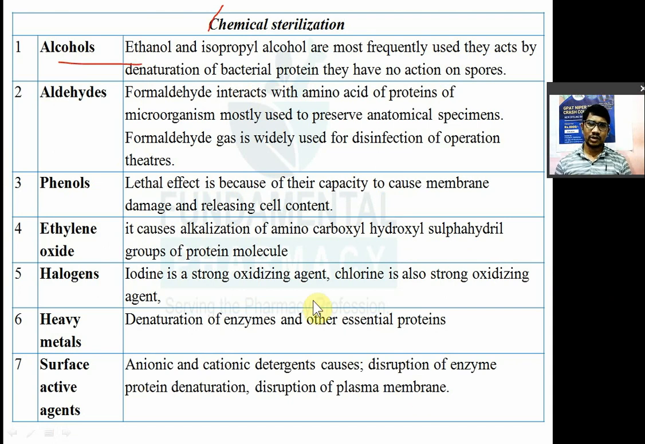They act by denaturating the bacterial protein and they have no action on spores. अल्कोहल क्या करता है, बैक्टीरियल प्रोटीन को डीनेचुरेट करता है ना. अगर आपका प्रोटीन डीनेचुरेशन हो गया तो दैट इज यूजलेस, सो बैक्टीरिया विल डाई. Next one is aldehydes. So formaldehyde is there, so it will interact with the amino acids of the protein of the microorganism, and mostly used as a preservative for anatomical structure.